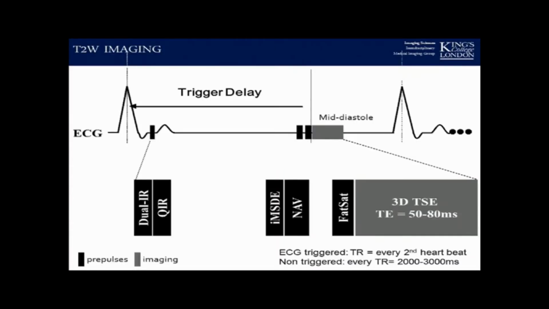If you want to perform T2 weighted imaging, it's basically the same sequence. All we change is we image every other heartbeat, and we use a longer echo time, usually between 50 and 80 milliseconds. And for proton density weighted imaging, again, we image every other heartbeat, but in this case with the echo time selected as shortest.